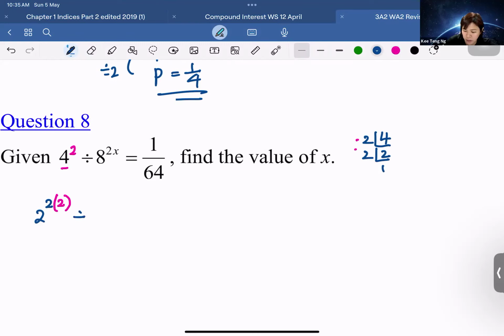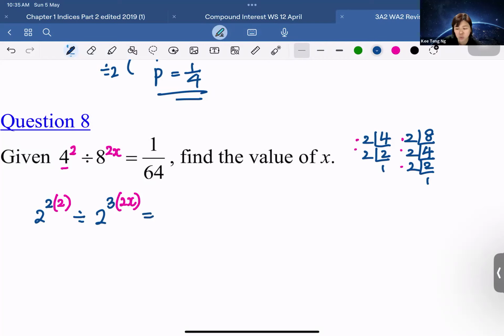Okay, 8: divide by 2, 4. 8 is 2 to the power of 1, 2, 3. That will be 2 to the power of 3. Not forgetting there is a 2x over here, so it's multiplied to 2x.